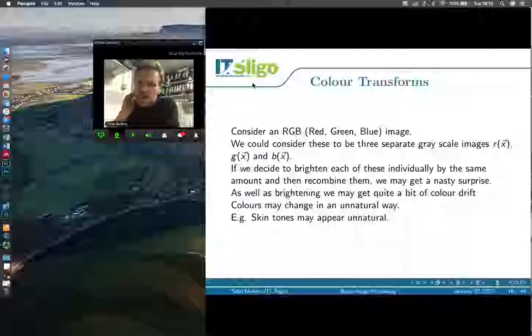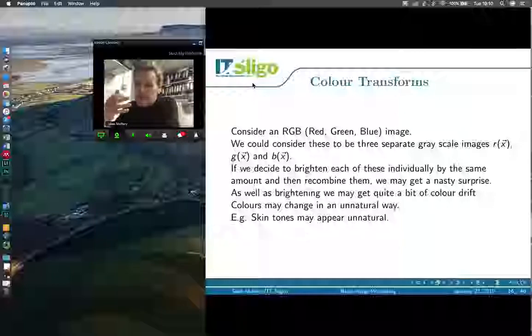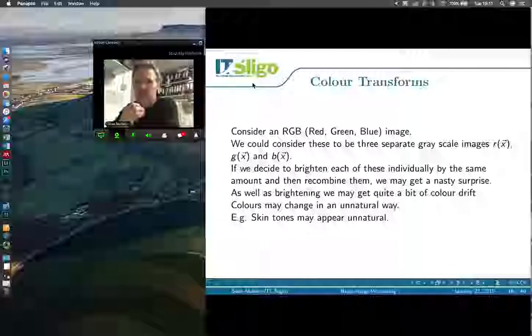So if we decide to brighten each of these individually by the same amount, in other words, if those functions that we looked at earlier, if we decide to brighten the red, the green and the blue by the same amount, what will be the effect? And what you'll find is you'll be in for a bit of a nasty surprise, because as well as brightening, we may actually get quite a bit of colour drift. So the things will not end up being the same colour as they should have been. It's not that everything has just got brighter, it's actually that things have changed in colour. And so you might have things like skin tones appear an unnatural colour. They wouldn't appear the colour that they're supposed to be.